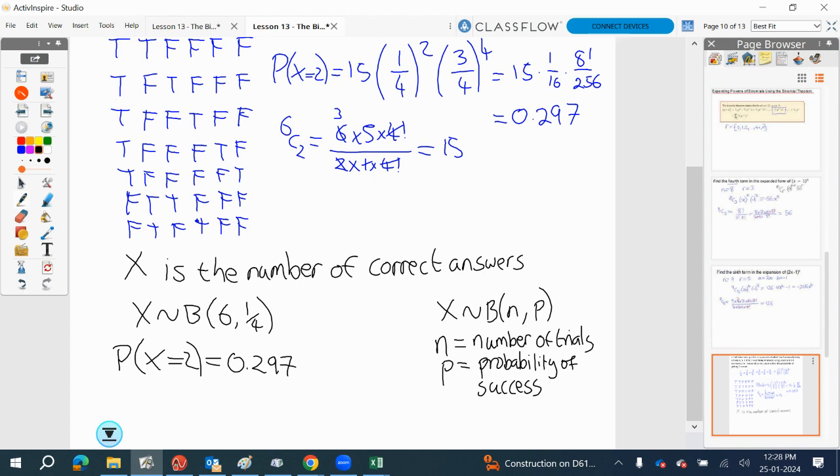It's only binomial if there's 2 options. It can only be a binomial distribution if it's either success or not success. And you have to have a set number of trials. You can't keep going until something happens. It has to be a set number of trials.